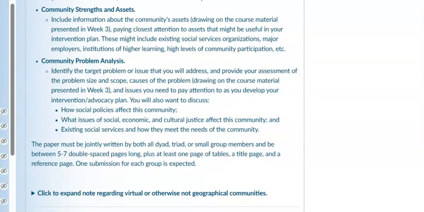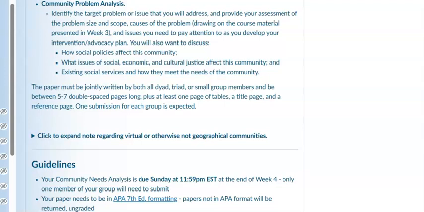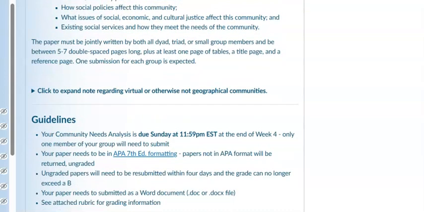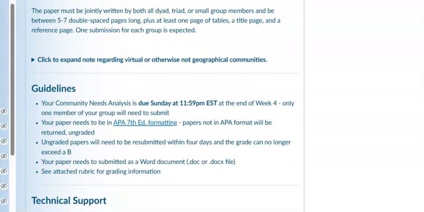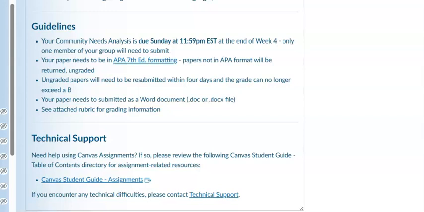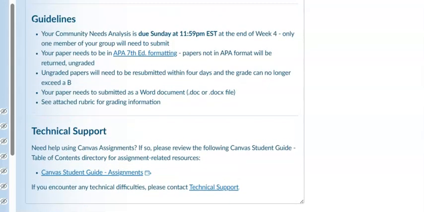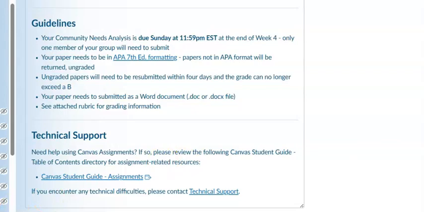It is 5 to 7 double-spaced pages, plus at least 1 page of tables, a title page, and a reference page. So these are 3 additional pages. And if you are doing a virtual or otherwise non-geographic community, look at those guidelines. This is due Sunday. Again, this is a joint project. It's a joint grade. If there are any problems in completing this assignment, please let me know as quickly as possible.